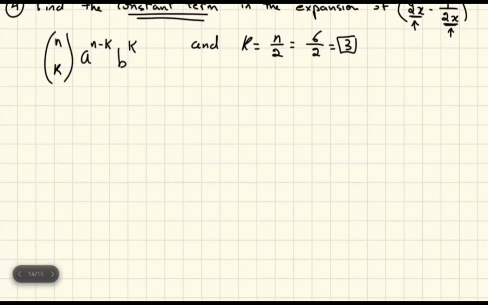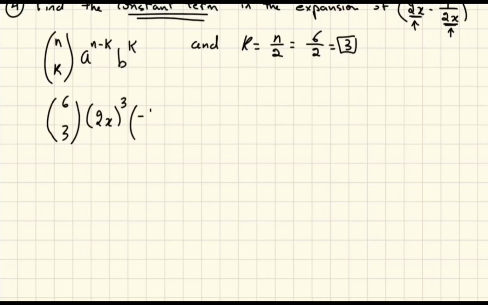Now let's apply the rule. So 6C3, the a is 2x, 6 minus 3 will be 3, and b exponent k, b in this case is minus 1 over 2x, exponent 3. Now using the calculator, 6C3 will be 20. We distribute the 3. We can do that. We get 8x cubed, and then we distribute the cube for the other one.